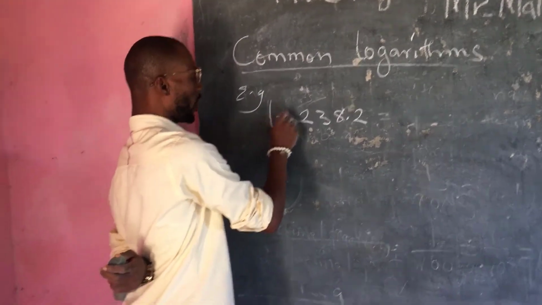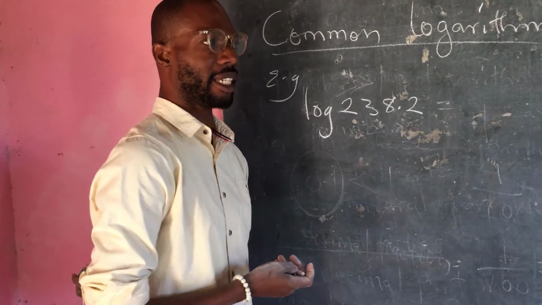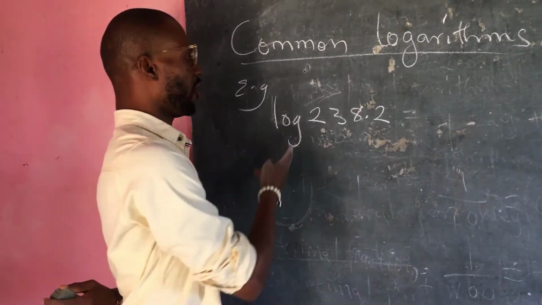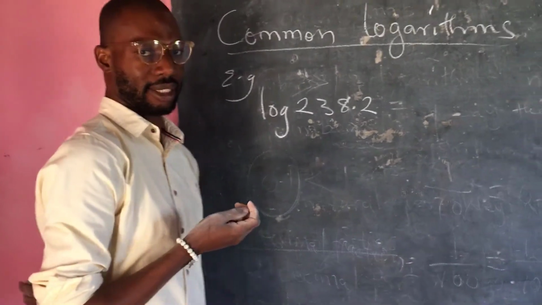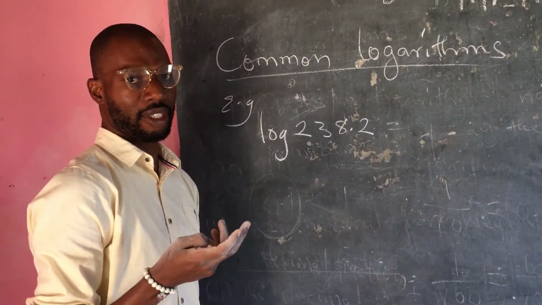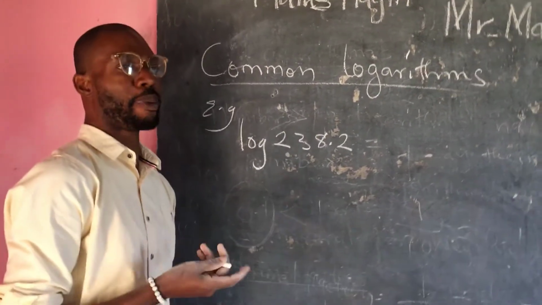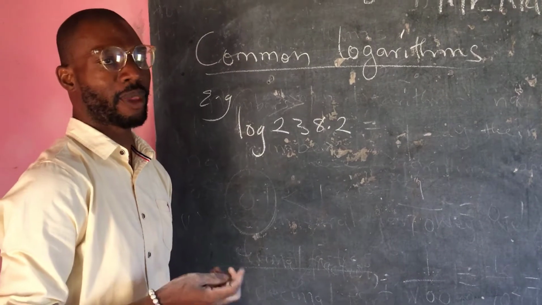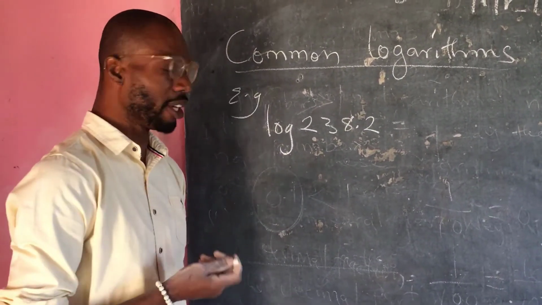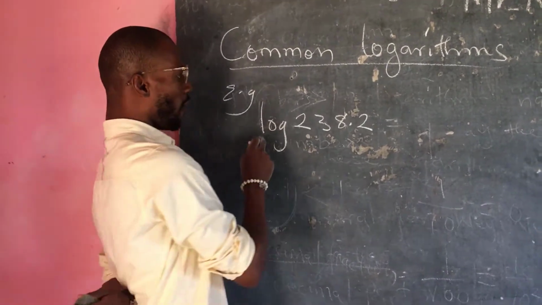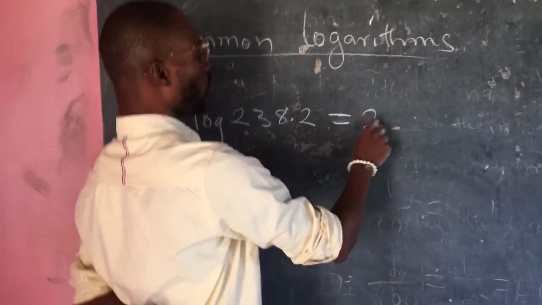So if I want to find the log of this number, like we explained in our previous class, the log of any number, or common logarithm of any number like this, gets two parts: the integral and decimal parts. The integral part we call the characteristic, and the decimal part we call the mantissa. If you remember.